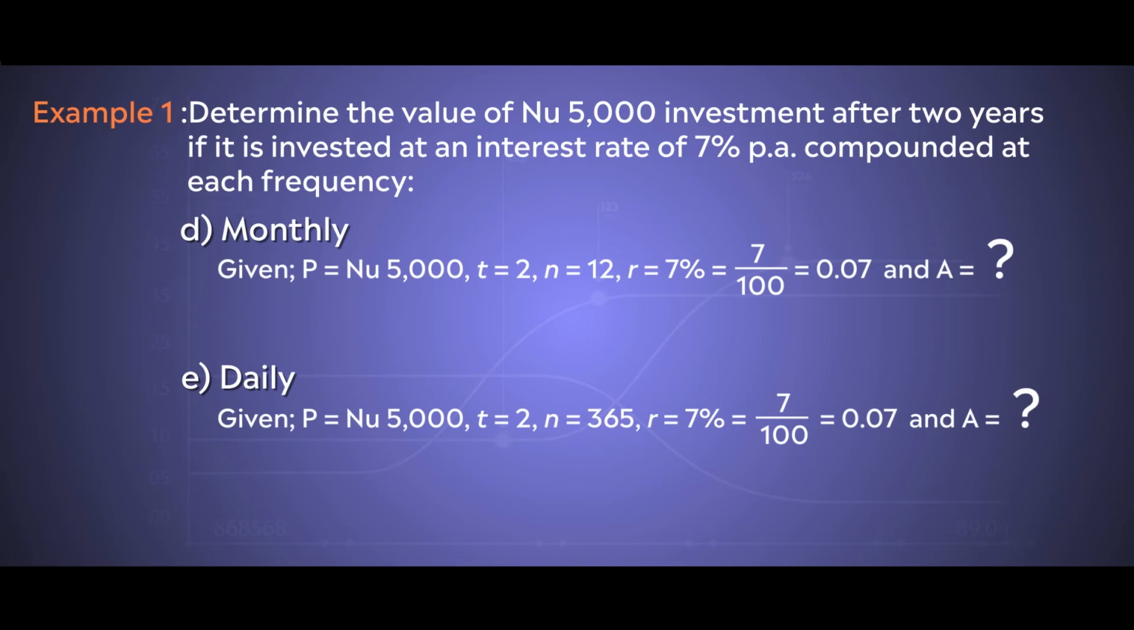Alright, now you know how to solve it for different compounding frequencies. You should be able to solve for monthly and daily. The rest of the values remain the same, like principal, time and rate. The only change is in the compounding frequency. For monthly, the compounding frequency will be 12. And for daily, the compounding frequency will be 365 days. Therefore, you replace those values in the formula and solve it. Try yourself at home. Let's go to another type of problem solving.